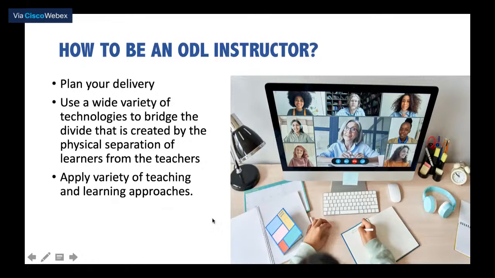But if you apply a variety of teaching and learning approaches, when you start your WebEx, for example for a synchronous class, the students will not be able to know what you are going to do in the class. They will be wondering what Dr. Azida will be doing in this class. They don't know. That's how you apply different teaching and learning approaches, and it will help your class to not be boring.